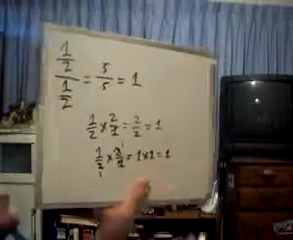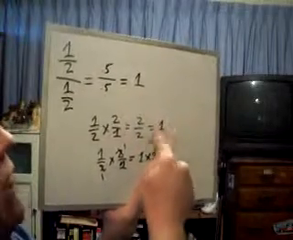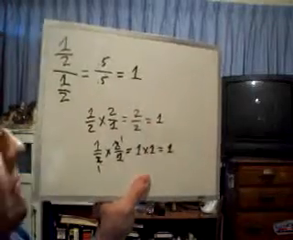Now, what did I tell you? I told you that if you divide a number by itself, you automatically get 1. 2 divided by 2 is 1. Okay?